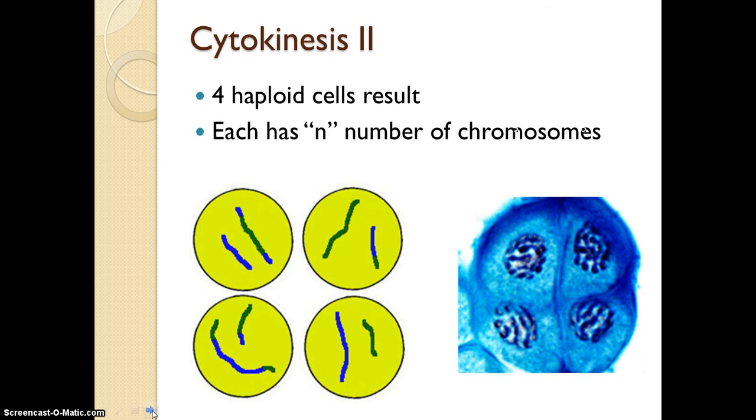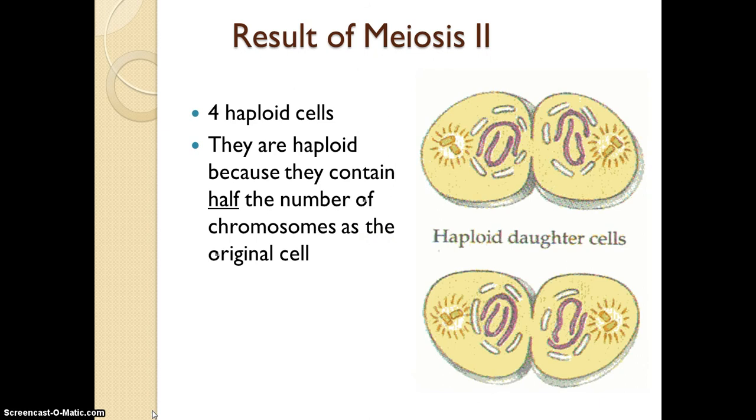Finally, cytokinesis 2 will split the cytoplasm completely, creating 4 haploid gamete cells. Each will have n number of chromosomes. So if this was a human cell, each would have a total of 23 chromosomes. The result of Meiosis 2 again is 4 haploid gamete cells, since they all have half the original amount.